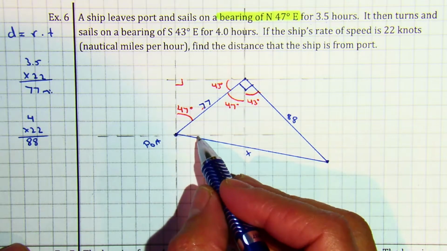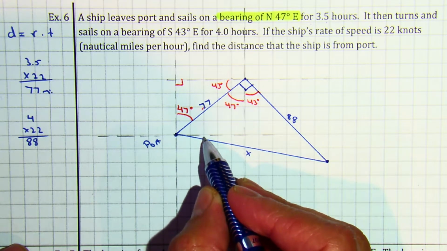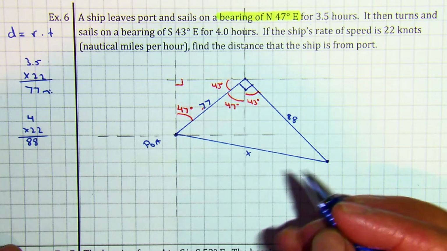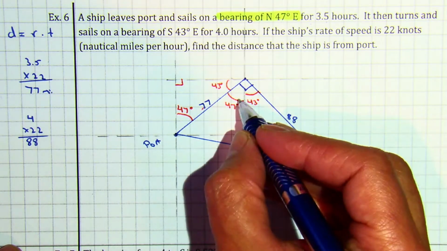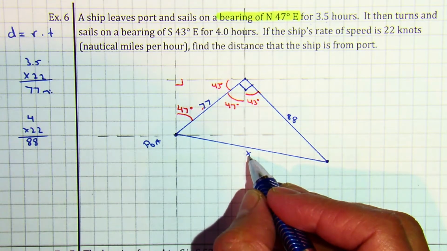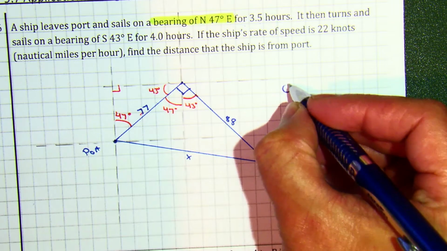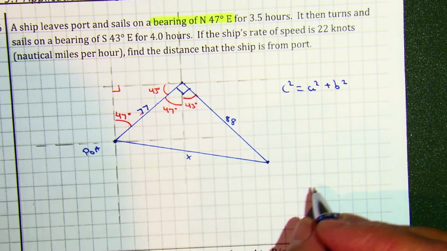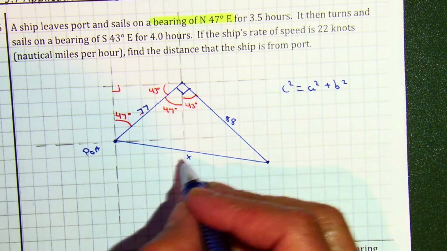We can't find this angle here because I know that this is 43, but I don't know what this angle is. And I can't find that one either. So therefore, we have two sides in the angle in between. So therefore, I know that this is a right triangle, and I'm missing one side, so I can use Pythagorean theorem. So c squared is equal to a squared plus b squared. I'm looking for which side? A, B, or C? I'm looking for C.